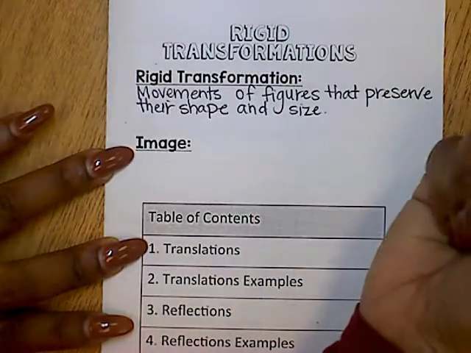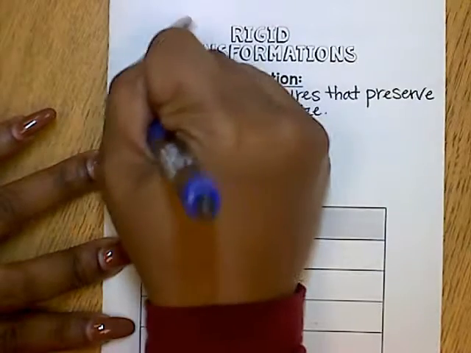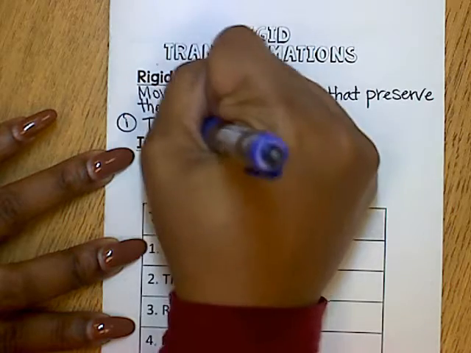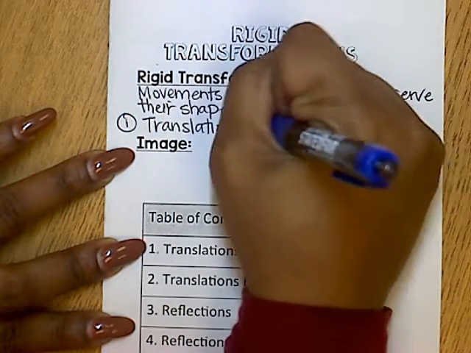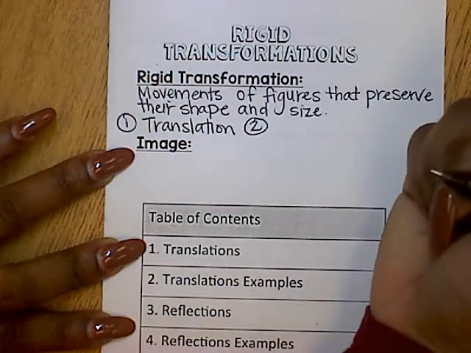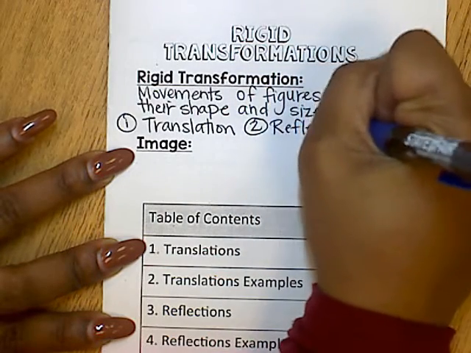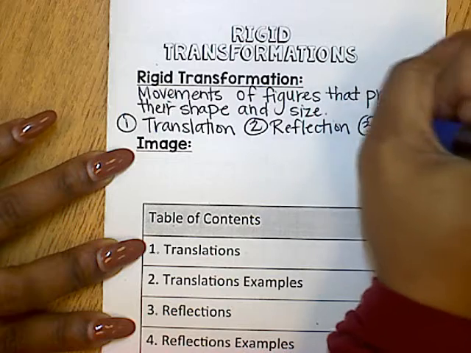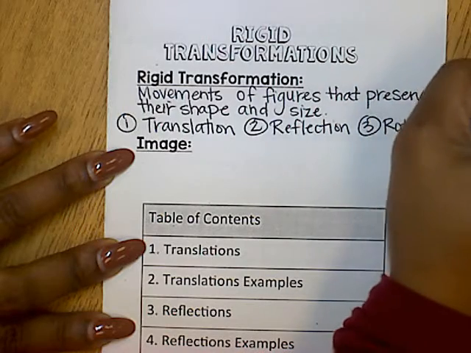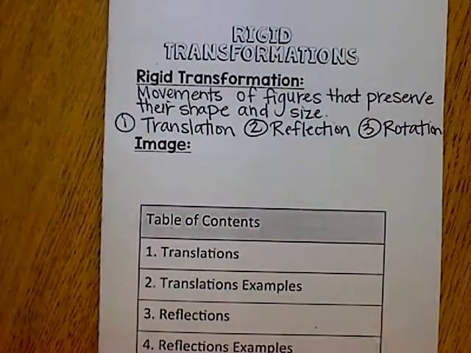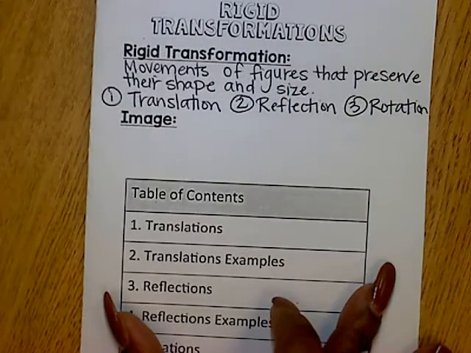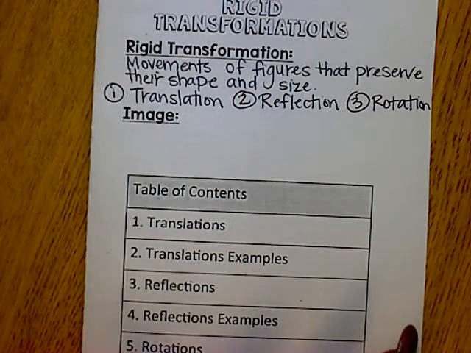There's 3 types of rigid transformation. So the first one is a translation. Second is a reflection. And third is a rotation. Okay, so you need to know those 3 things. For now, there is a 4th transformation that is not rigid. It actually will change size. So now we're looking at the definition.